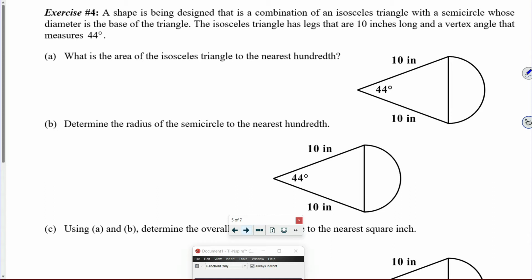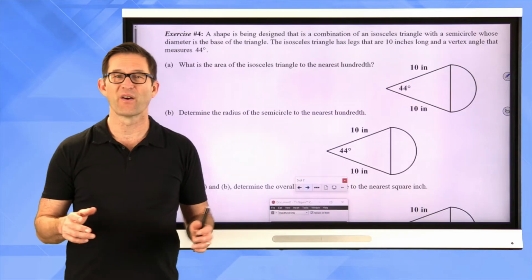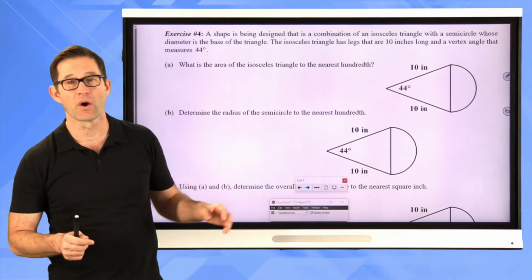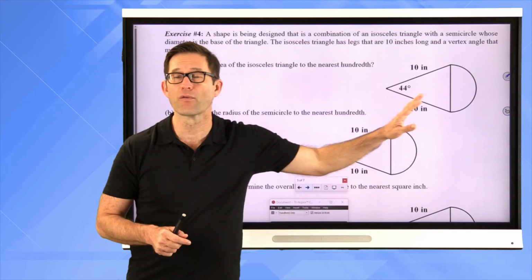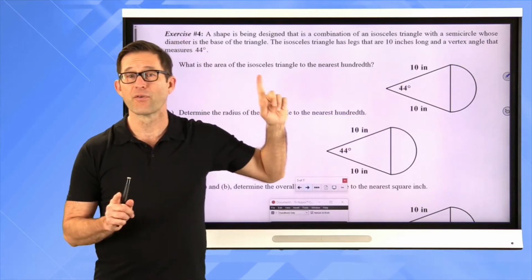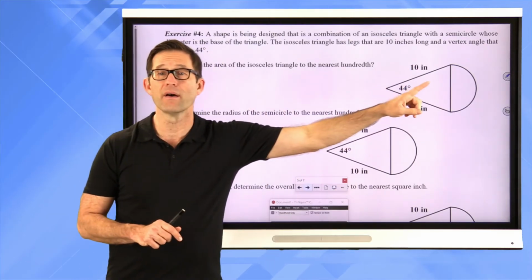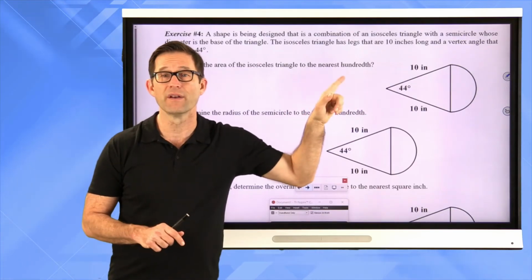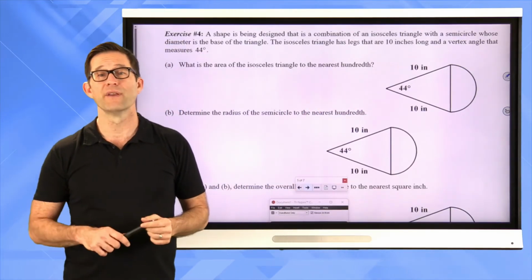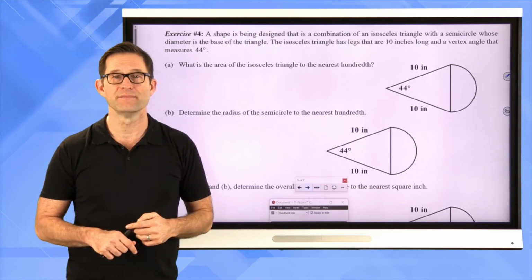The isosceles triangle has legs that are 10 inches long and a vertex angle that measures 44 degrees. Letter A, what is the area of the isosceles triangle to the nearest hundredth? All right, so you probably know where we're going with this already. I want to come up with the area of this overall shape, okay? And the first thing we're going to do is come up with the area of this isosceles triangle to the nearest hundredth. Why don't you pause the video and go ahead and figure out what that is?